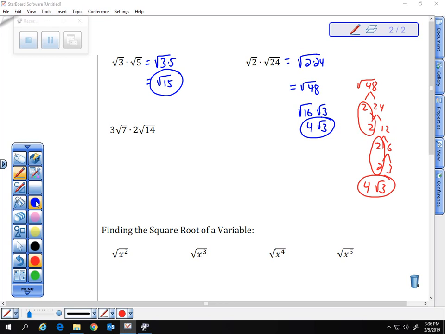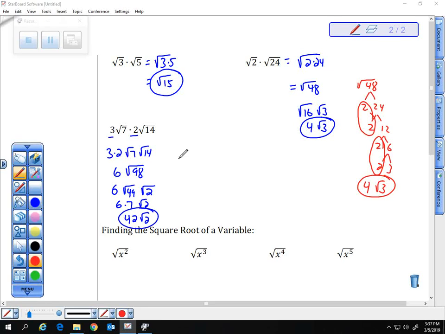Last one here, we can multiply regular numbers together, so it's going to be 3 times 2, and then square root of 7 and square root of 14. So it's going to be 6 and the square root of 98. So what we're going to look at is which one of our perfect squares goes into 98, and we find out that it's 49 twice. So it's 6 times 7 square root of 2, which is 42 square root of 2.